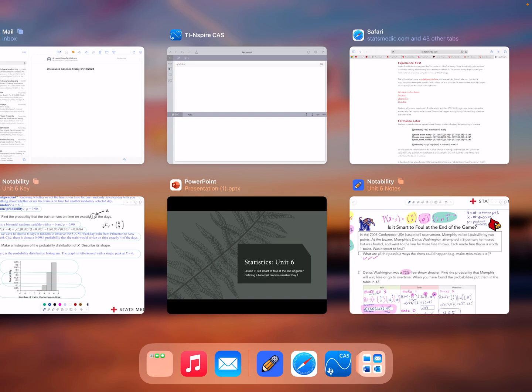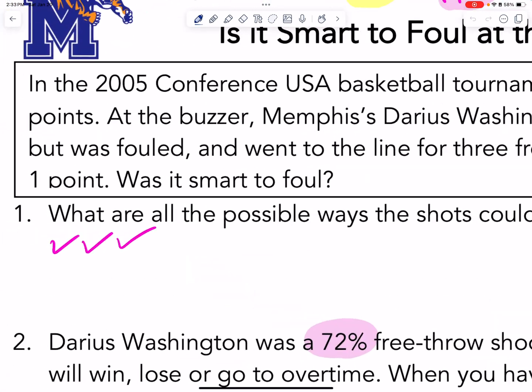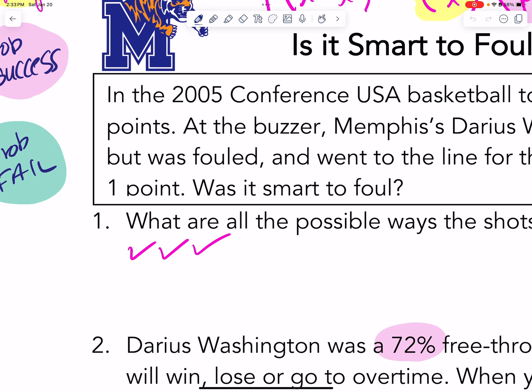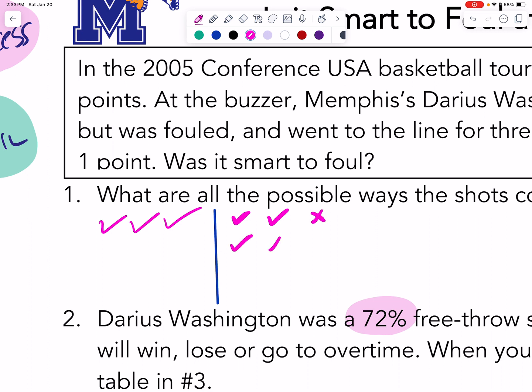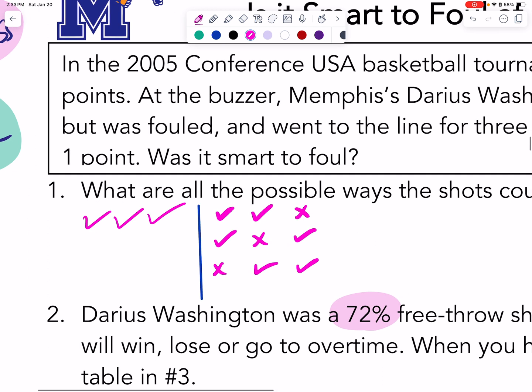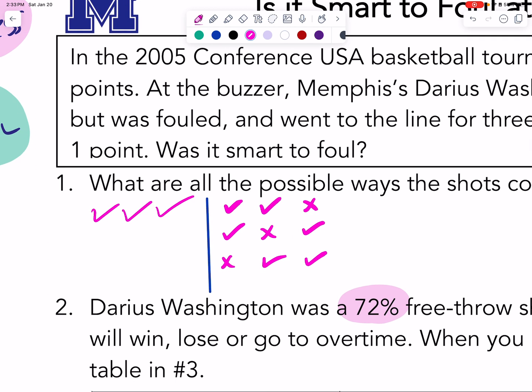The first thing I have you doing is writing all the possible ways that he could actually make or miss a shot. The way he would win is he'd have to make all 3. Then, of course, he could make 2 and miss 1, but he could make the first 2, or he could make the first and last, or he could make the last 2. So this is make 2, miss 1, and this would be 2 points, and that would throw him into overtime.